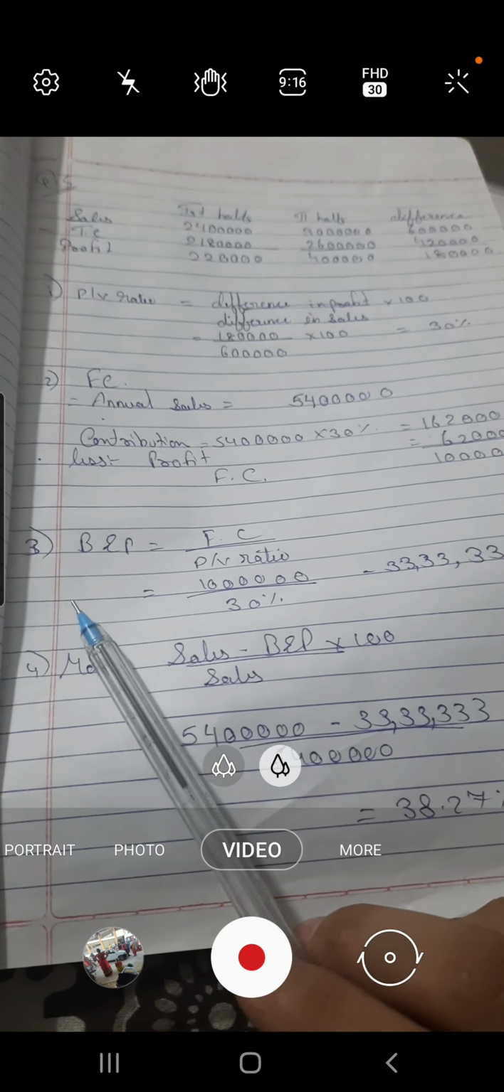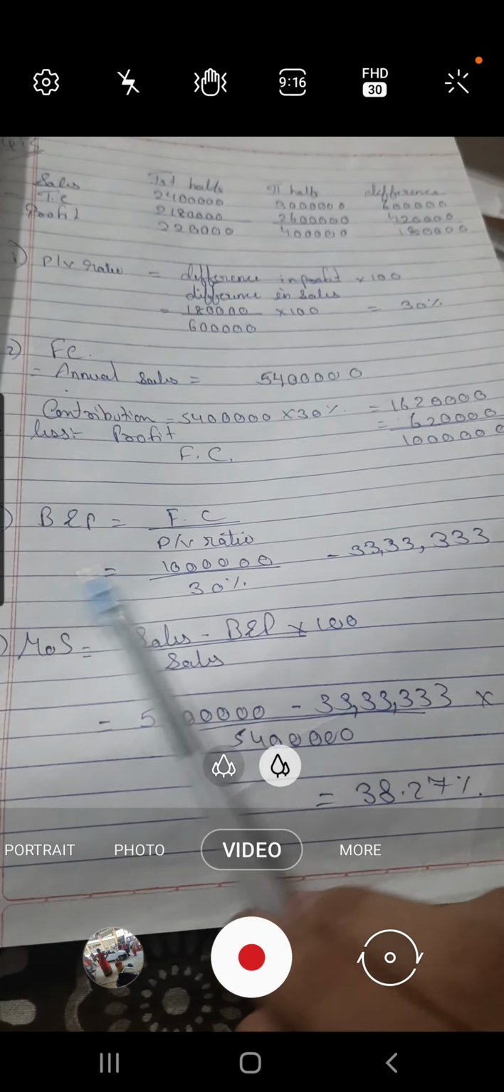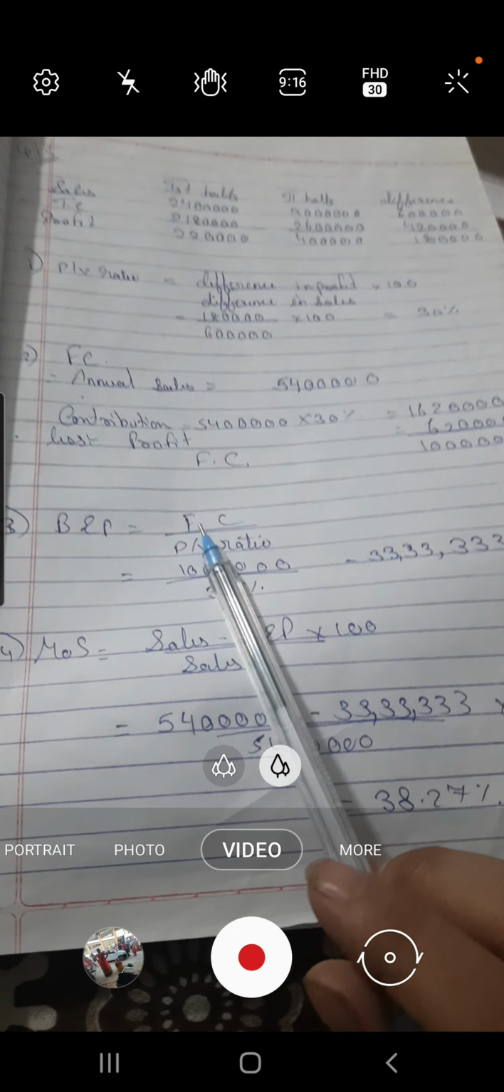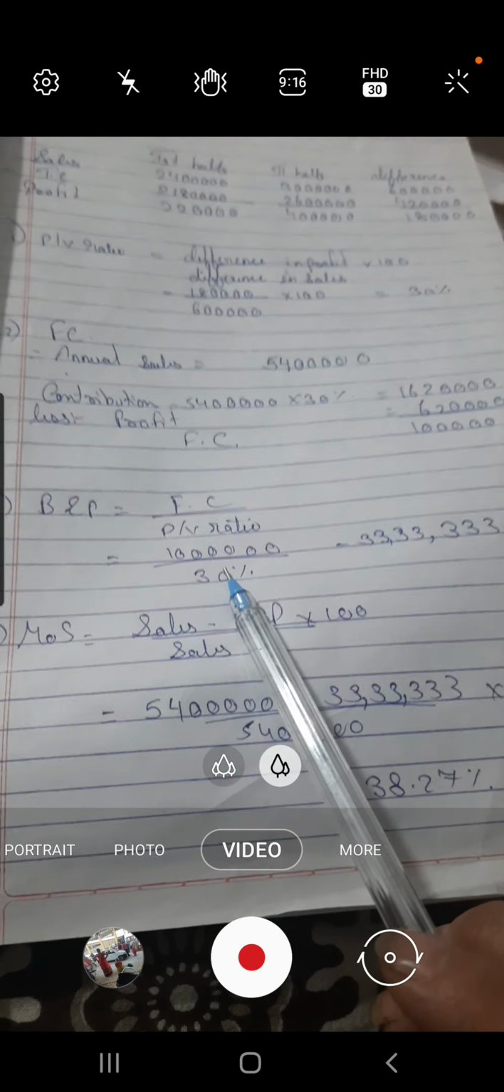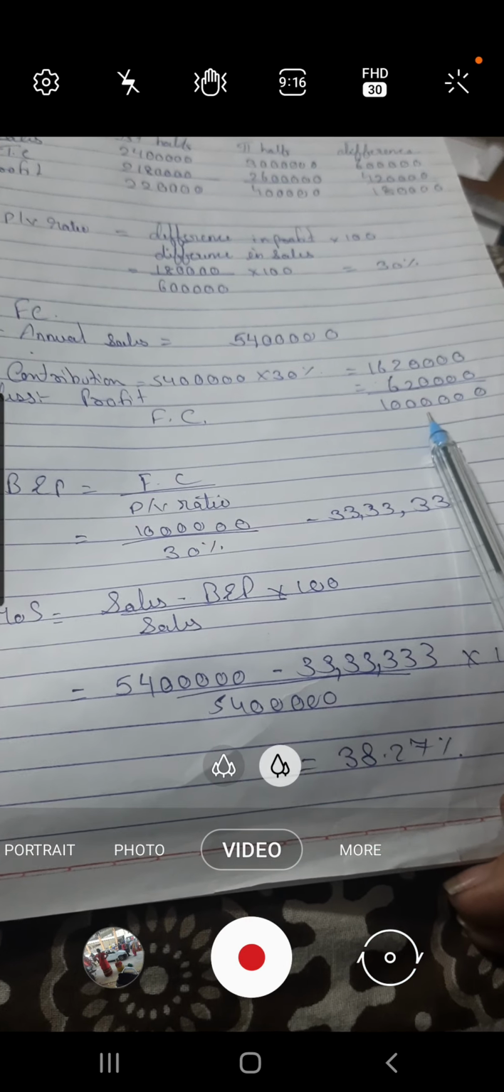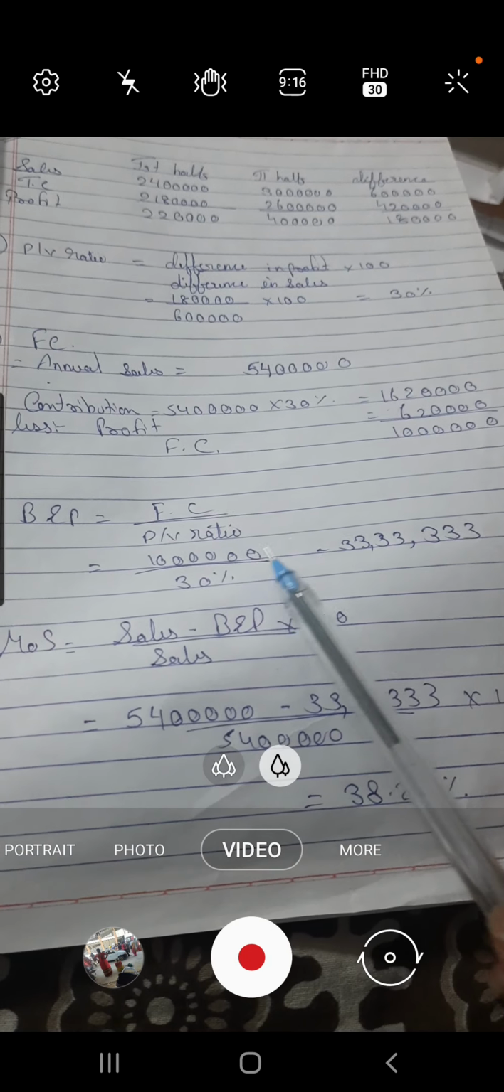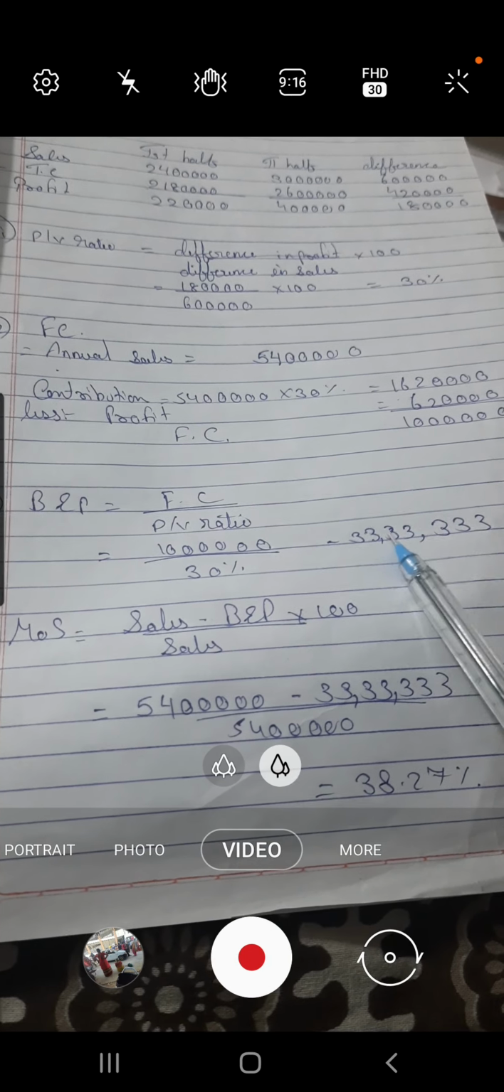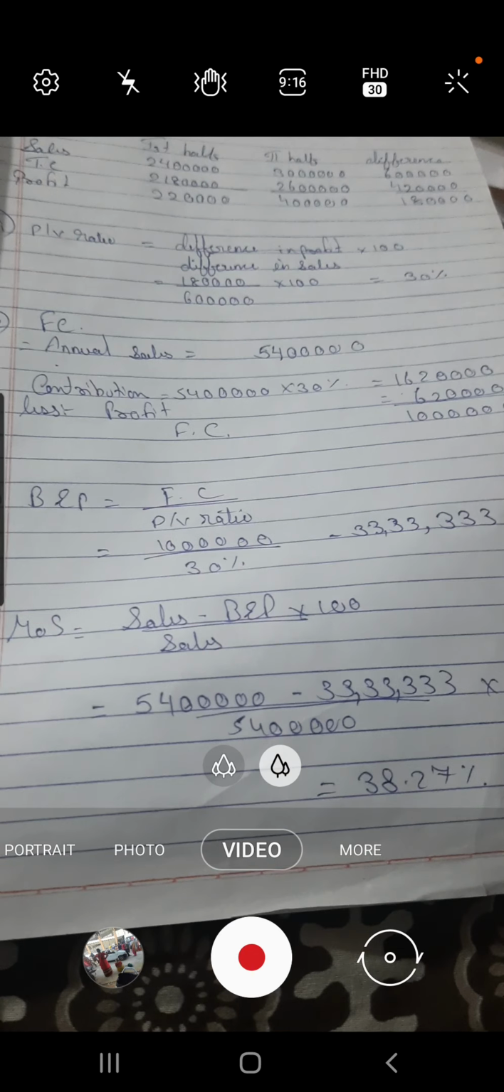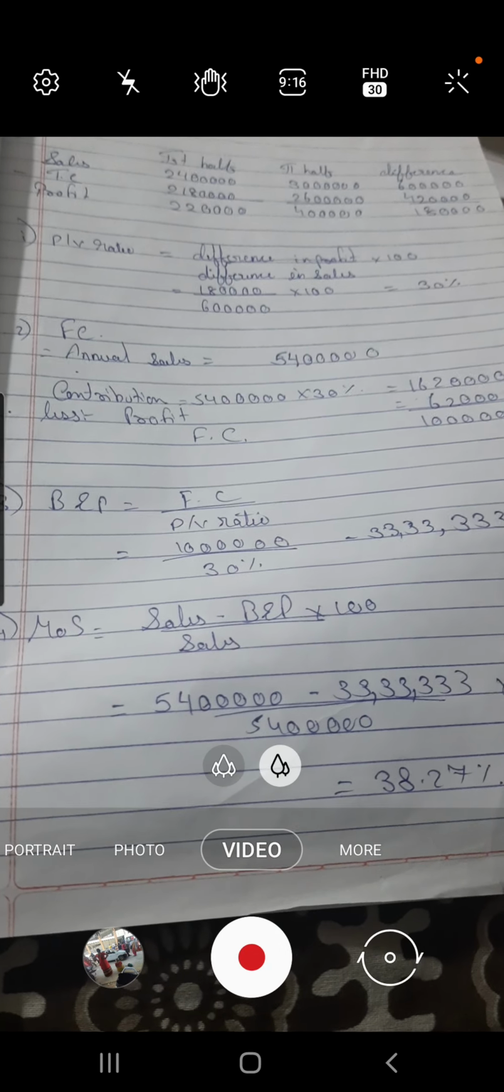The third thing we have to find out is the break-even point. Break-even point is fixed cost divided by PV ratio. Fixed cost we have found here, 10 lakh. PV ratio is 30%. Dividing the values, we will get 33 lakh 33,333 as the answer for break-even point.